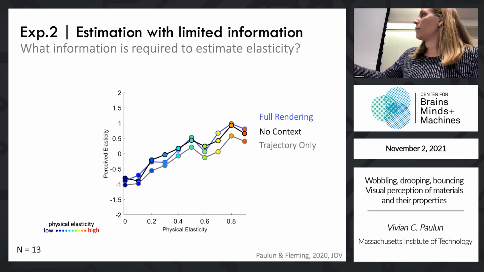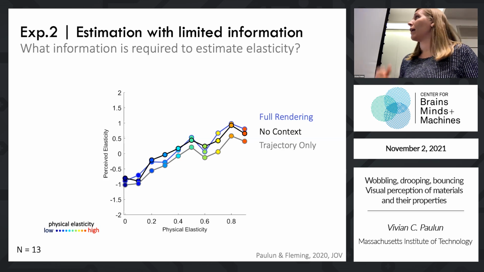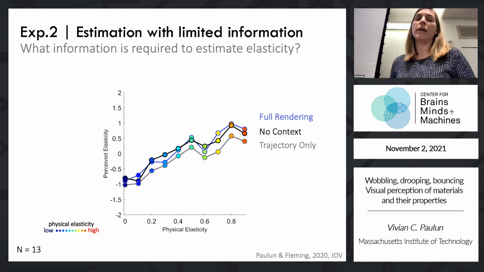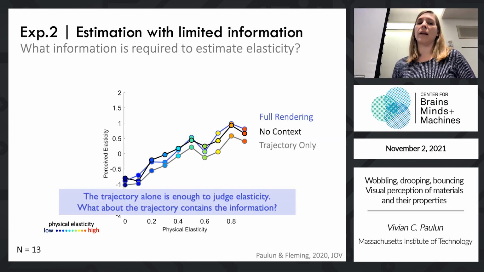So even this dip here was driven by one specific simulation that all observers consistently, and in all of these conditions, rated as much lower in elasticity than it really is. So it seems that the trajectory alone without all of the background information is enough to judge elasticity. And now the question is, what about this trajectory contains the information?